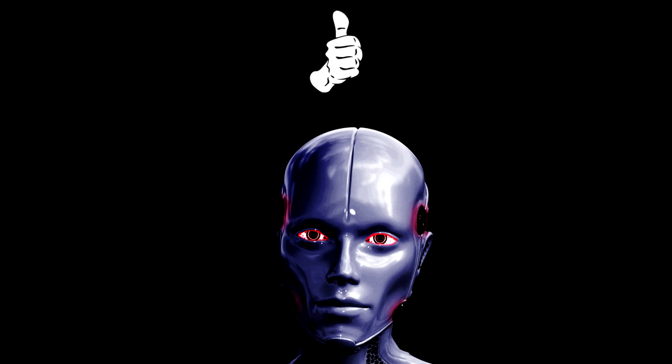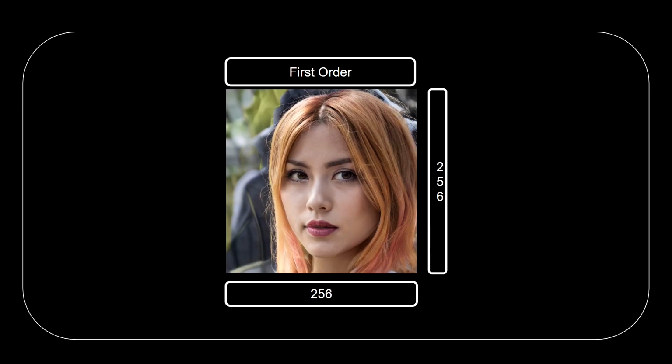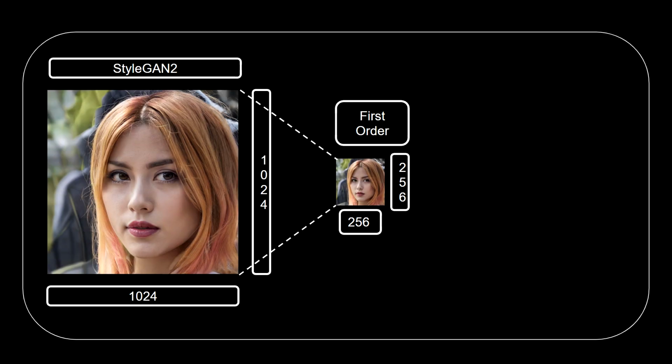Now this all looks good, but it's super low resolution. First Order Motion outputs 256 by 256. But our faces are 1024 by 1024. That's 1/16 the pixel density.